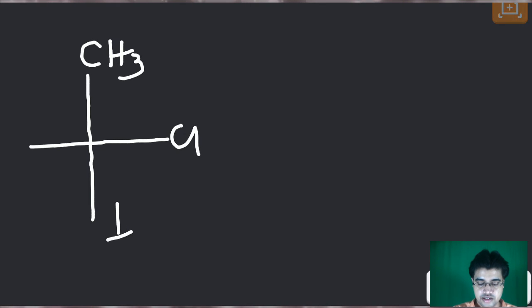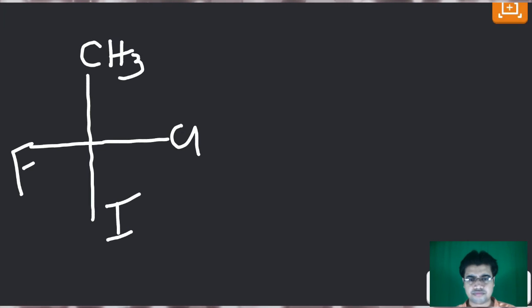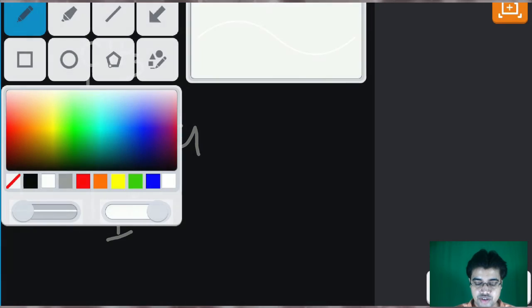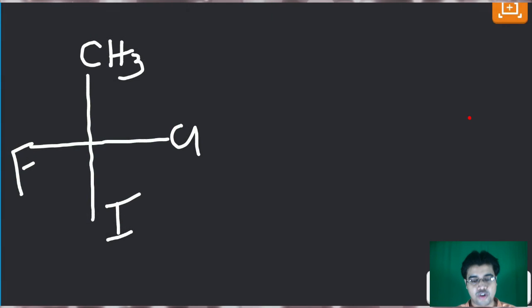For example, this is the CH3, this is the Cl, this is the I, and this is the F. This is the Fischer configuration. But you have to convert it to the flying wedge. So what is your duty? Your duty is to first draw this line, CH3 and I, in this way.